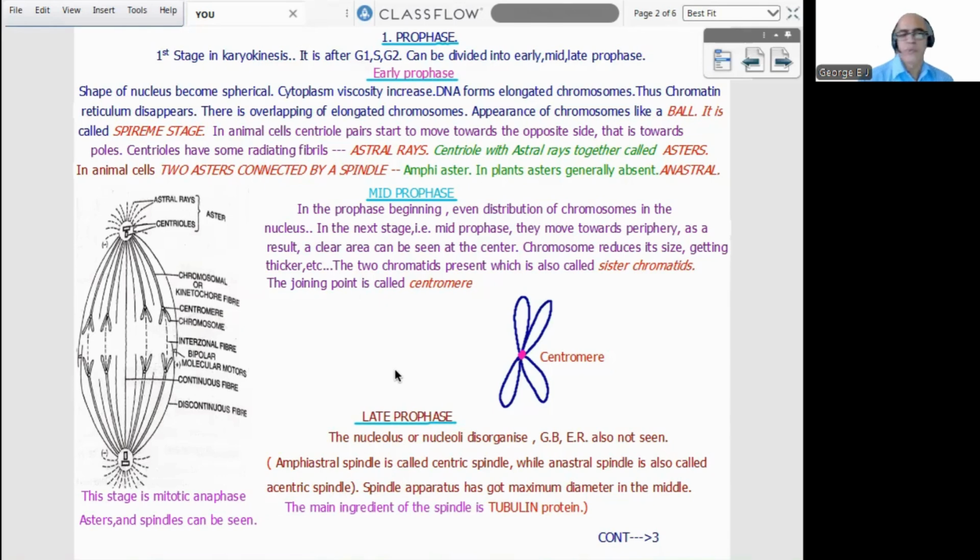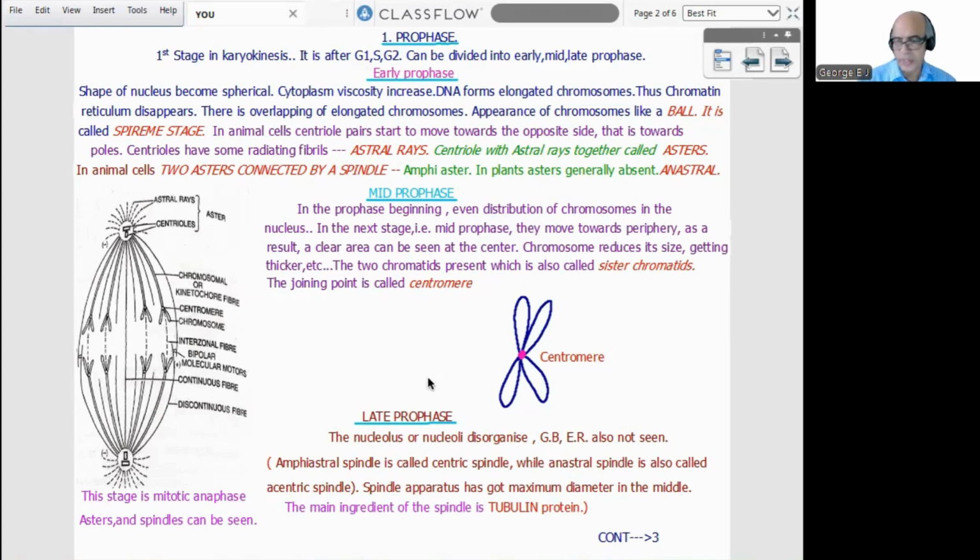Now comes late prophase. In late prophase, the nucleolus and nucleoli disorganize. Golgi body and endoplasmic reticulum are also not seen. Amphiastral spindle is called centric spindle, while anastral spindle is also called eccentric spindle. Those two terms are not in NCERT but previously came. The spindle apparatus has maximum diameter in the middle, and the main ingredient of the spindle is tubulin protein.